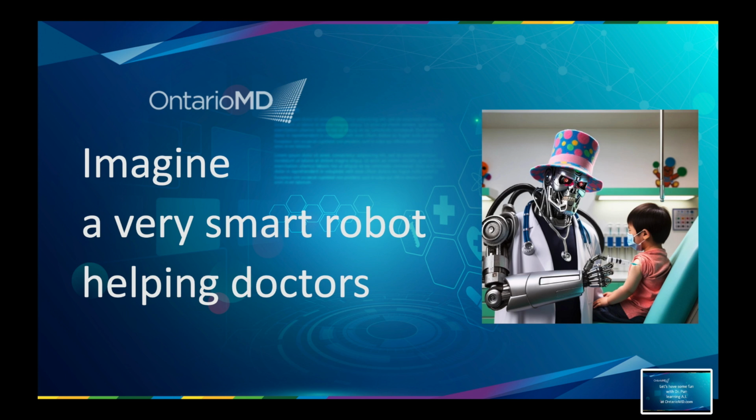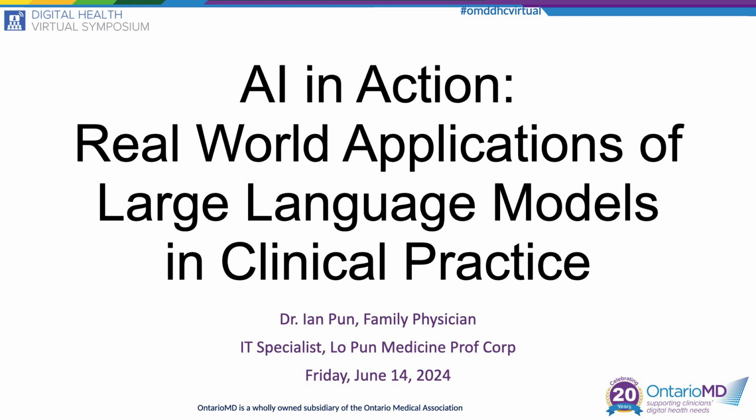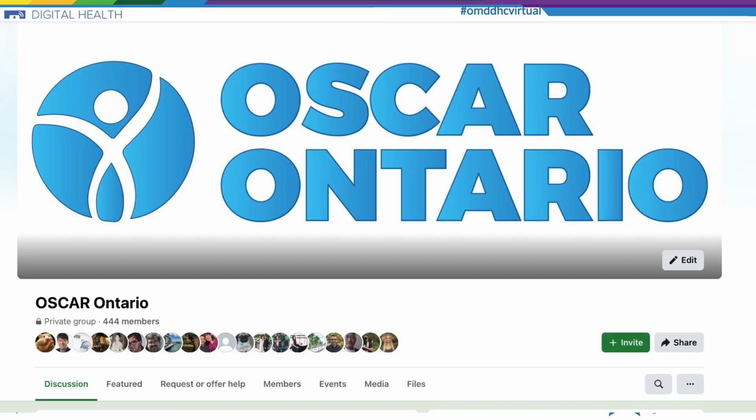OntarioMD.com. Imagine you have a very smart robot doctor that can help you with your daily clinical practice. I'm Dr. Ian Pun. I'm a family physician in Scarborough, Ontario, and I run my own OSCAR EMR system. I am also the admin of the OSCAR Ontario Facebook group.